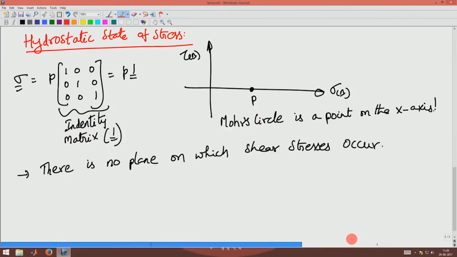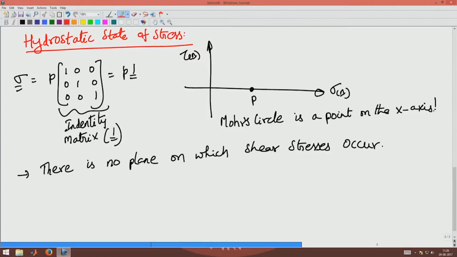In contrast, for a hydrostatic state of stress, there is just a point, there exists no plane on which there is any shear stress. This is a much stricter requirement than what happens in case of any other stress state. In any other stress state, there will be a plane on which there is no shear stress, but there will always be shear stress in some plane. Only if the state of stress is hydrostatic, there will be no plane on which shear stresses are present.